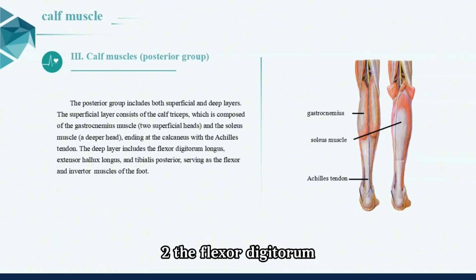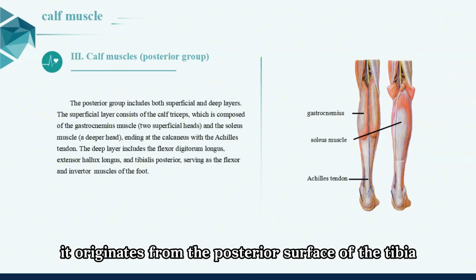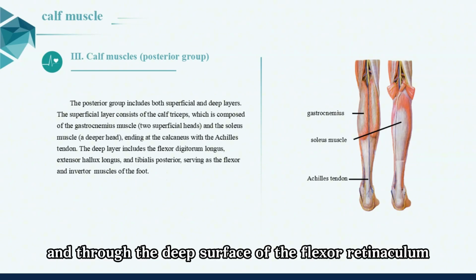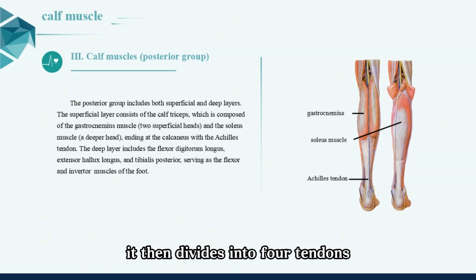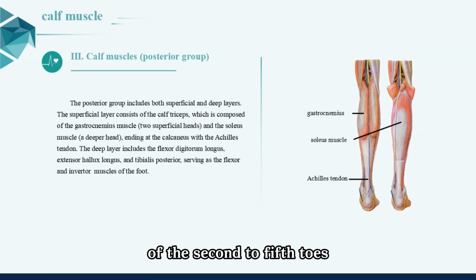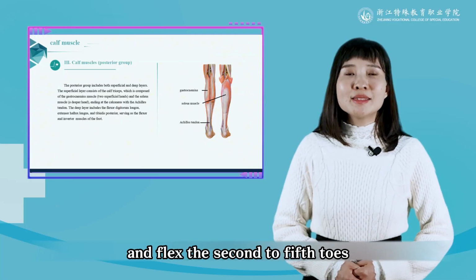2. The flexor digitorum longus is located on the tibial side. It originates from the posterior surface of the tibia. Its long tendon passes behind the medial malleolus and through the deep surface of the flexor retinaculum to the plantar surface of the foot. It then divides into 4 tendons that terminate at the bases of the distal phalanges of the 2nd to 5th toes. Its function is to flex the ankle joint and flex the 2nd to 5th toes.